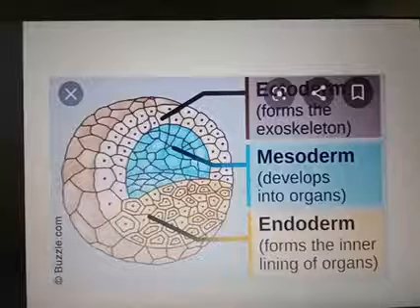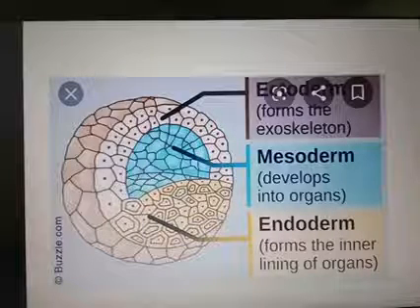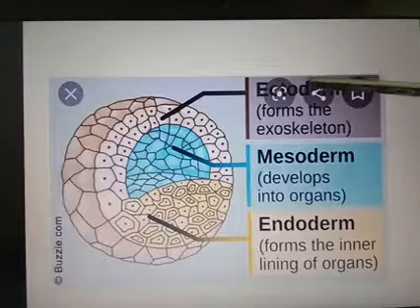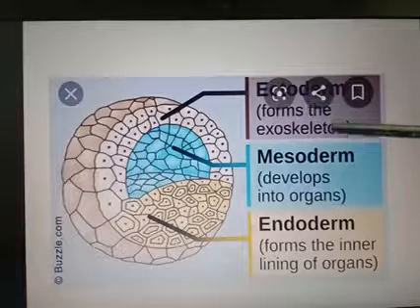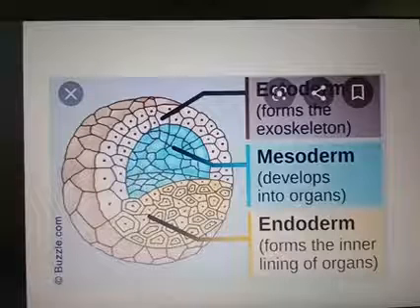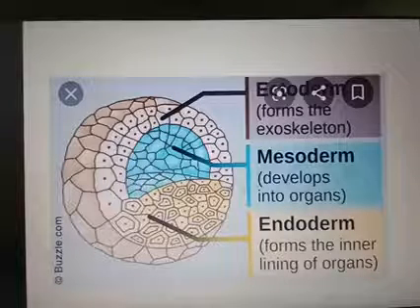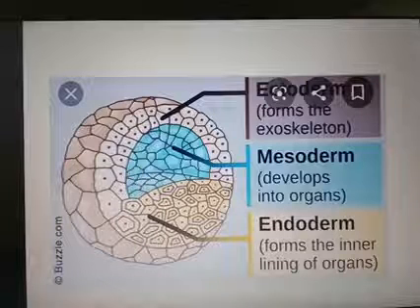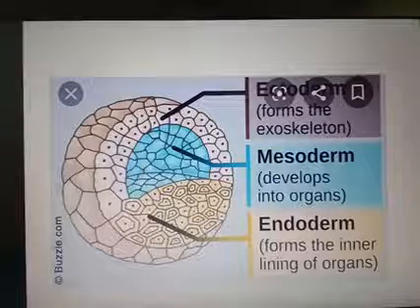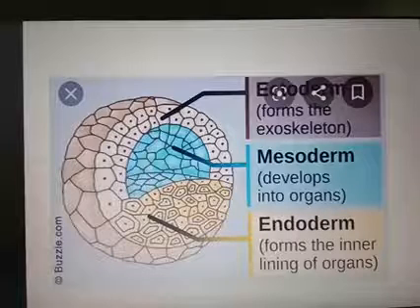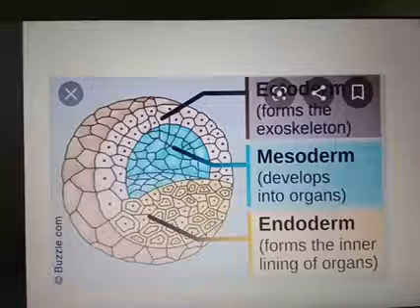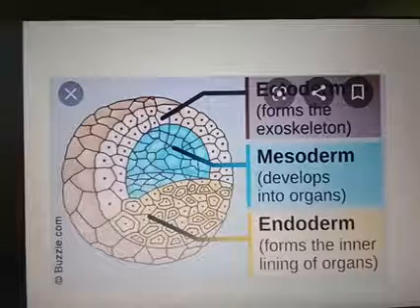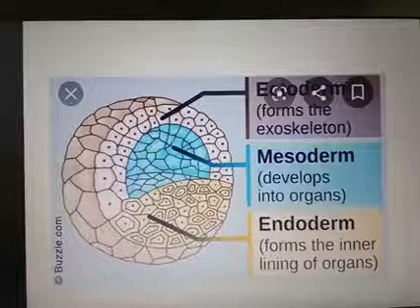I told you that from these embryonic germ layers, each body part, tissue and organ will develop. Here you can see the ectoderm forms the exoskeleton. Exoskeleton means the outer body skeleton portion. Our nail is an example. Mesoderm develops into internal organs, and the endoderm forms the inner lining of organs.